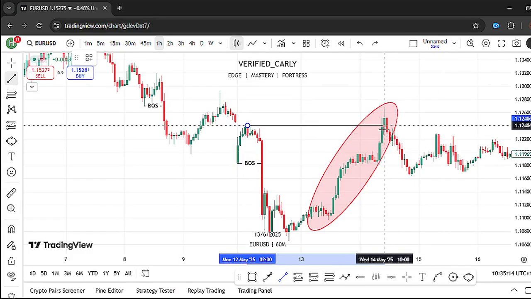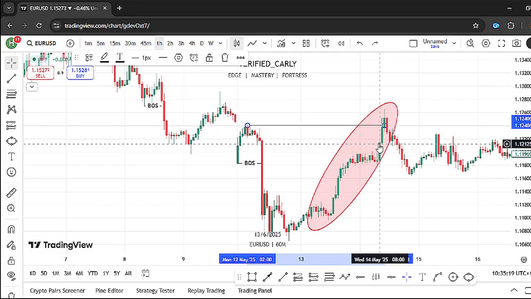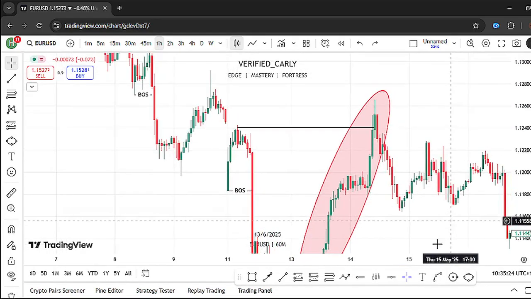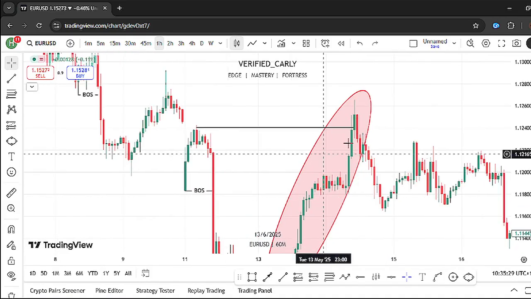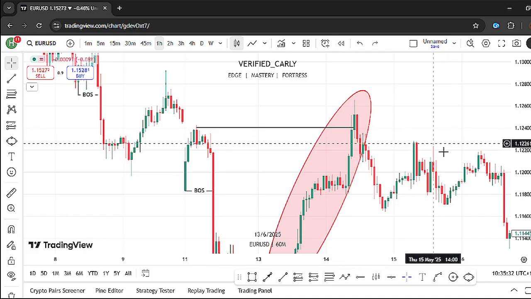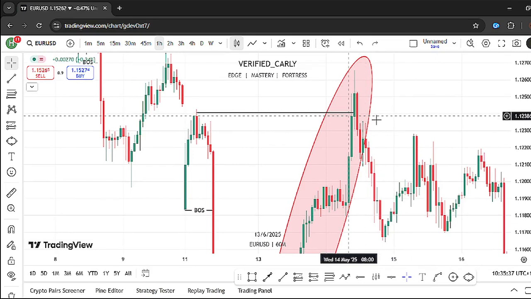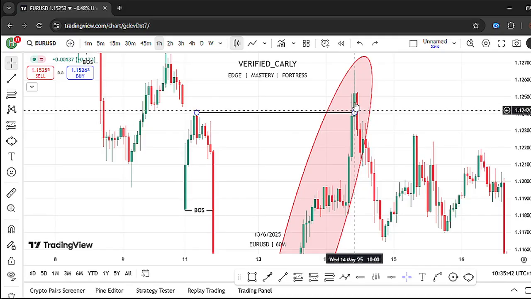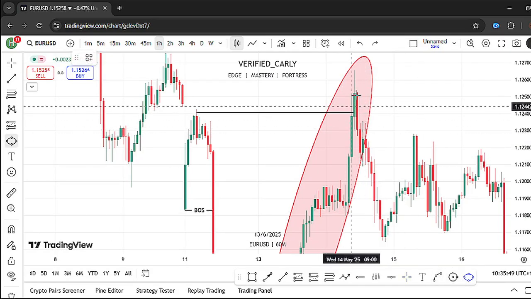For a break of structure to be valid, let me tell you guys something: the candle that breaks the structure needs to close with a body. Even though it closed with a body and reversed, it is still valid. Like this now, if you go to a higher time frame, you will see that this candle closed with a body, and the next candle after it is longer than the previous one. Either it breaks with a body, that is this candle right here. Let me show you guys.